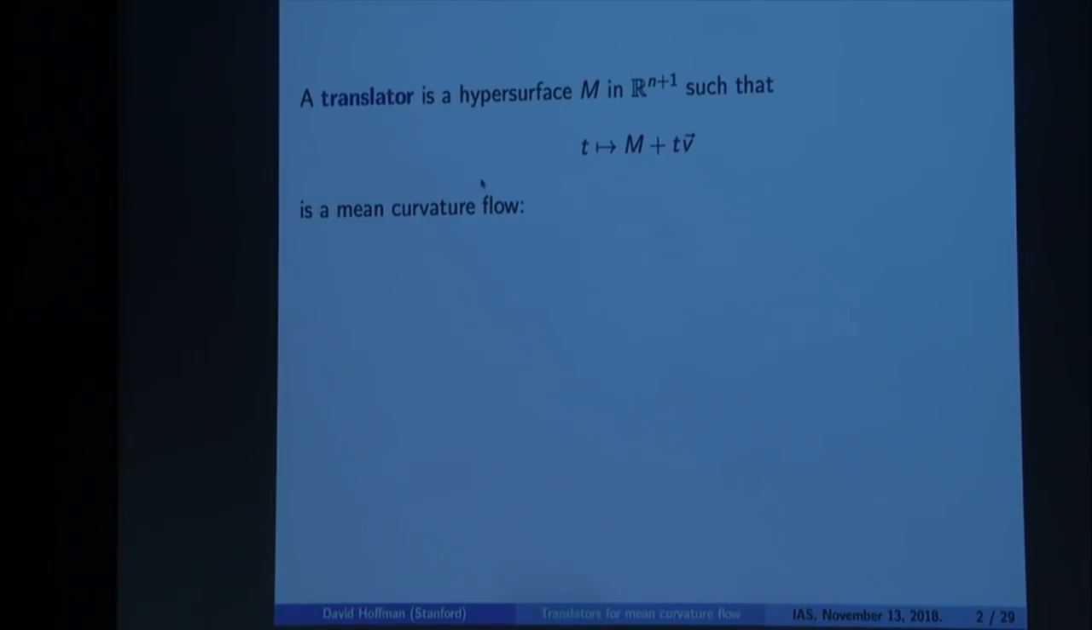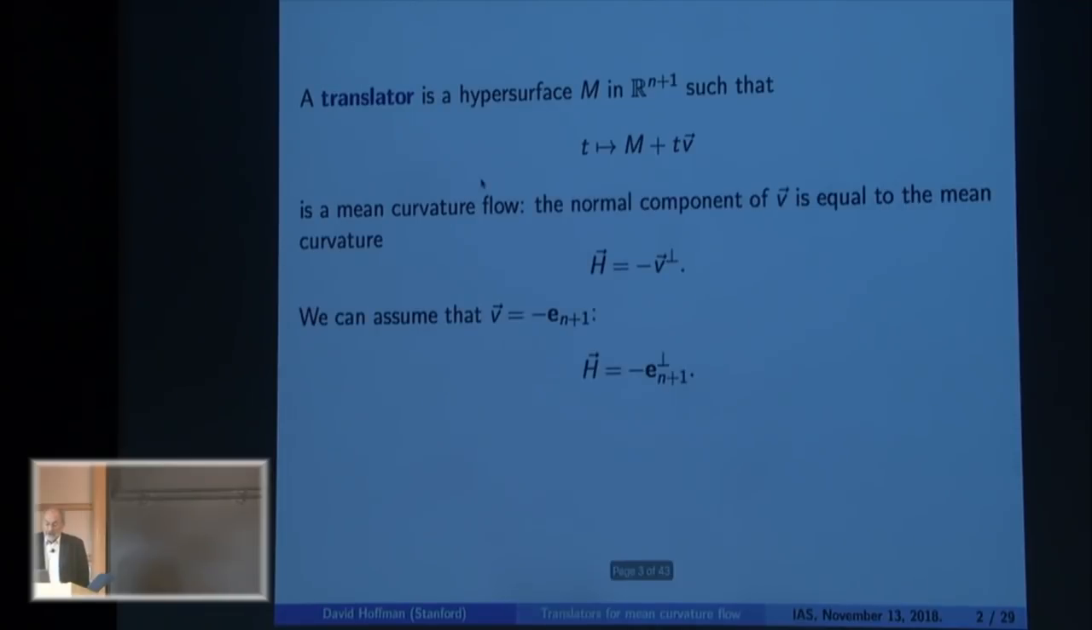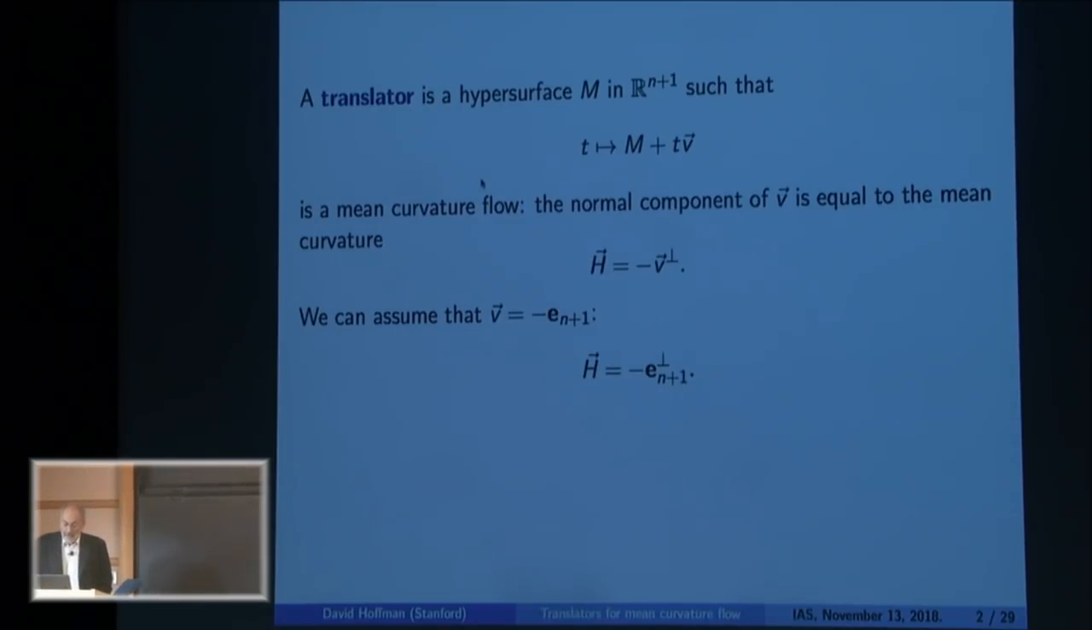So a translator is a hypersurface in Euclidean space such that moving in a particular direction, v, is mean curvature flow. What that means is that the mean curvature vector is, that minus sign, it should have been a minus there in the first line, the normal component of the vector v. And we're going to assume that v is always the downward direction, so things will be flowing down.